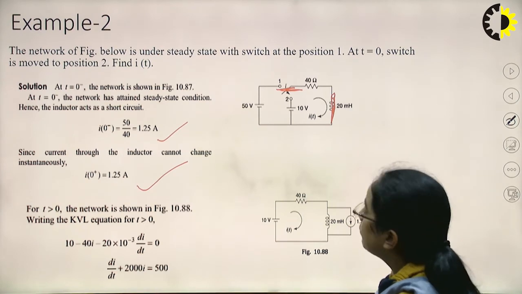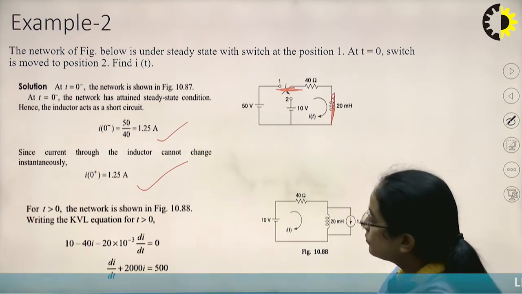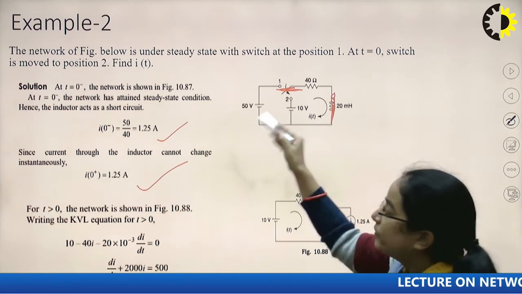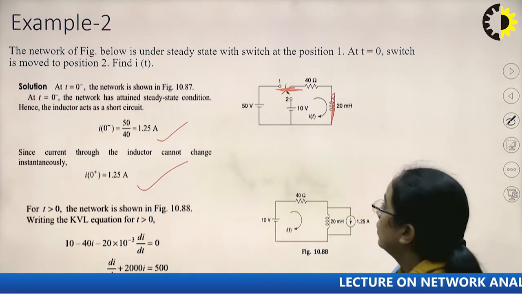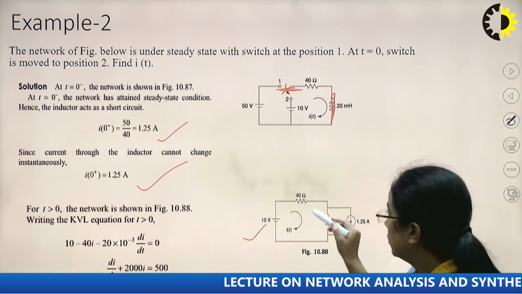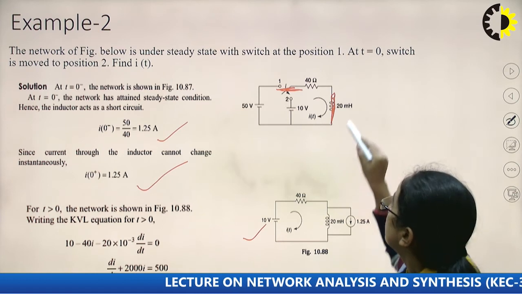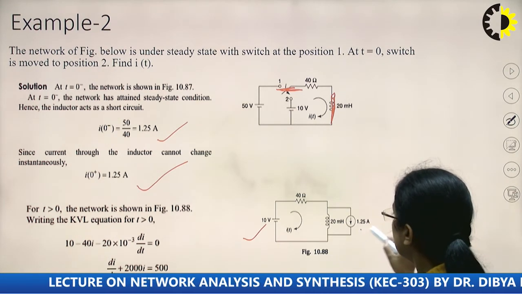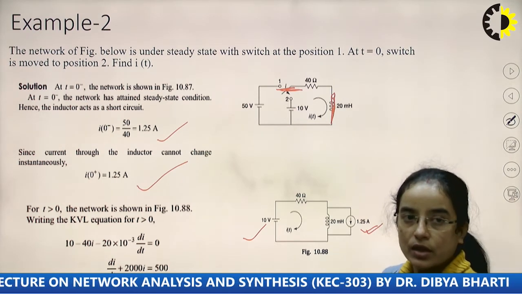Now again we will draw this for t greater than 0 when the switch is at position 2. Now the 50 volt source will be out of the network and the 10 volt source will be involved. So the 10 volt source, 40 ohm resistor, and this 20 millihenry inductor are there in the network. Now this is the initial current.